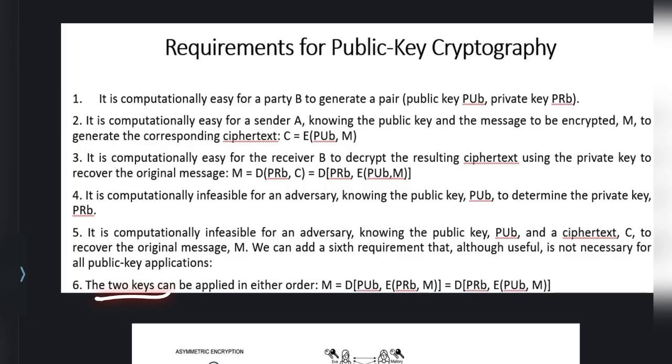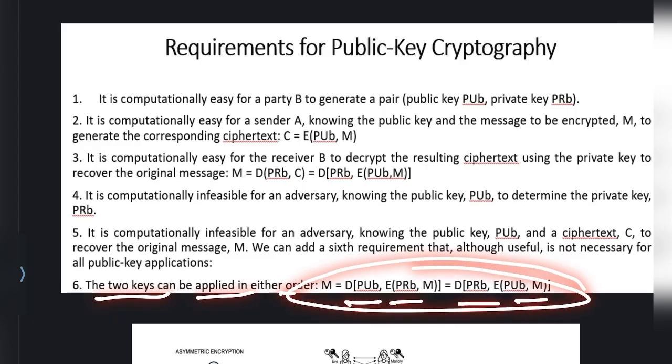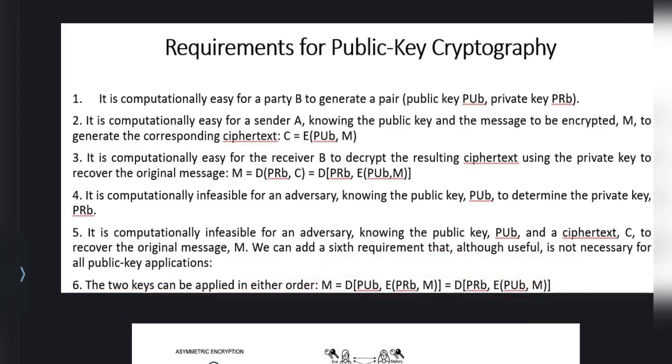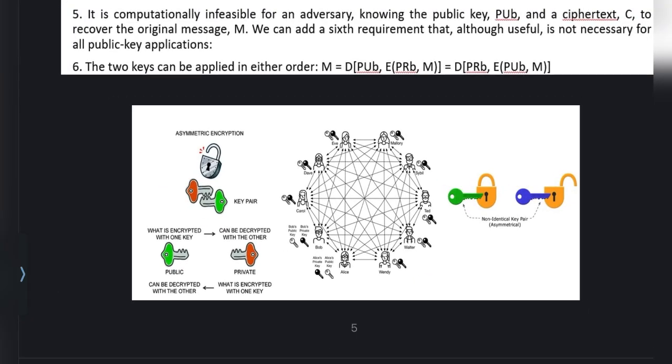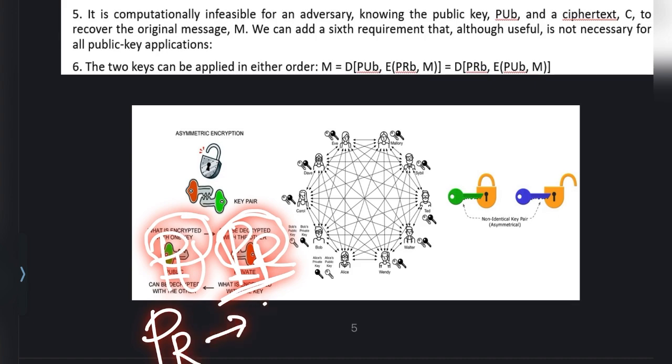The sixth is the order of key application. The two keys can be applied in either order, that is, public key and then private key, or private key and then public key. We have seen this in the secrecy and authentication part. So this is about asymmetric encryption. What is encrypted with one key can be decrypted with the other key. If it is encrypted by the public key, it has to be decrypted by the private key itself. Or if it is encrypted by the private key, it has to be decrypted by the public key of that same person.